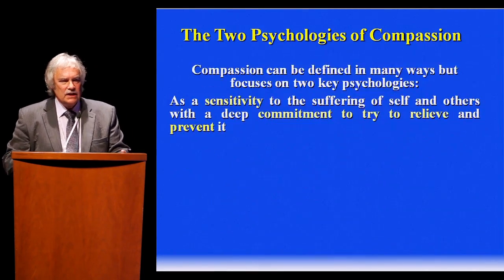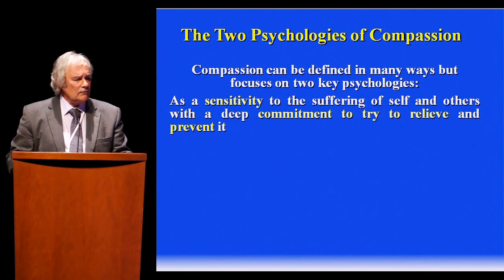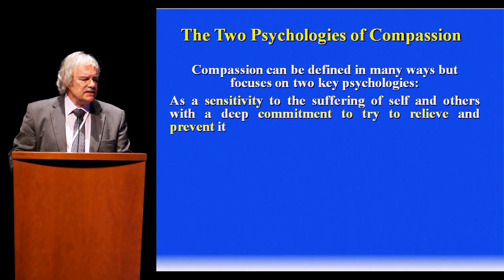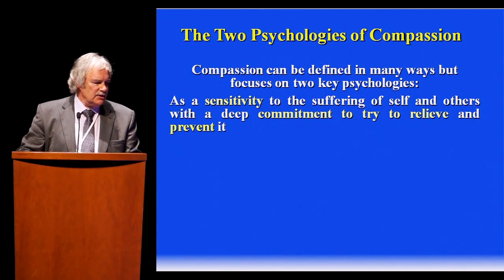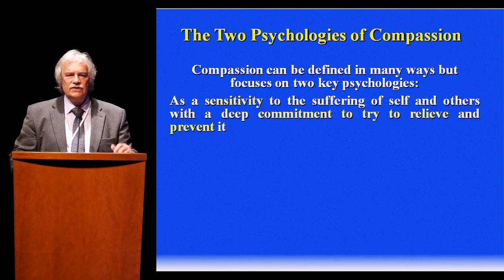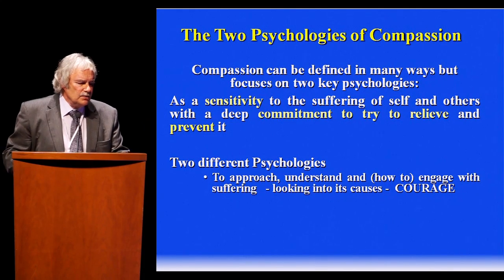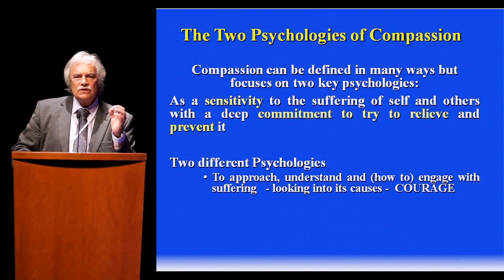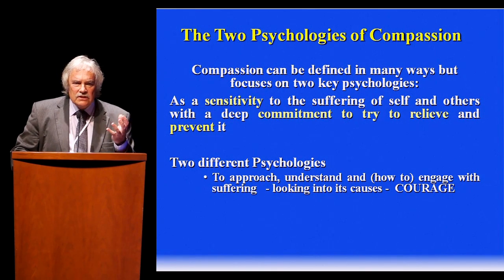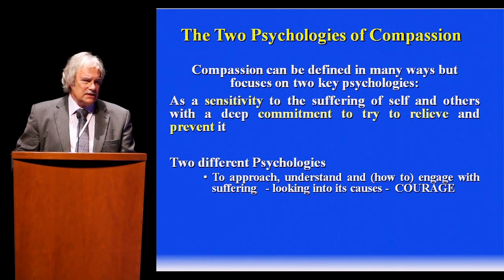So this brings us to the two psychologies, which is a model that we've been working on for some years. The definition that we take is a sensitivity to the suffering of self, because that's important, and others, with a deep commitment to try to relieve and prevent it. This concept of prevention is also very important, and that's the whole point of doing that training in mindfulness or whatever. So the two psychologies are to approach, to understand, and to engage with suffering. Don't look away from it, but also look into the causes of suffering. This is really important within the Buddhist traditions, to see the causes of suffering, and sometimes that takes courage.